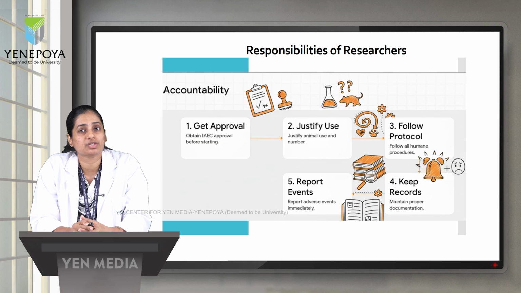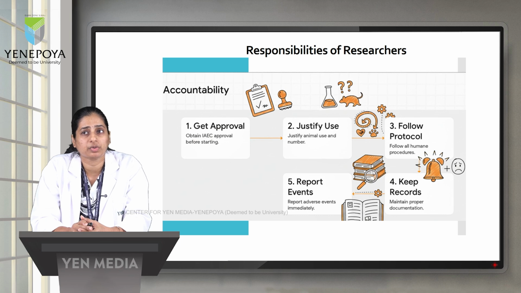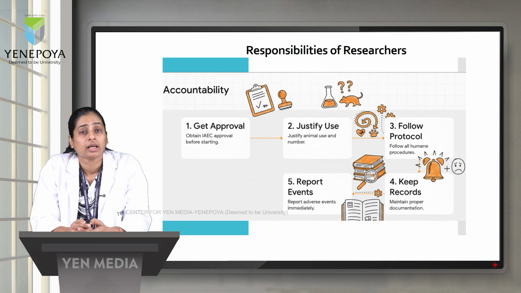Proper documentation is very important. After the protocol is approved and they start with the experimentation, throughout the experimentation process they have to maintain proper documentation. Report adverse events immediately. If any adverse event occurs during the experimentation, they have to stop the experiment and report it to the concerned authority.